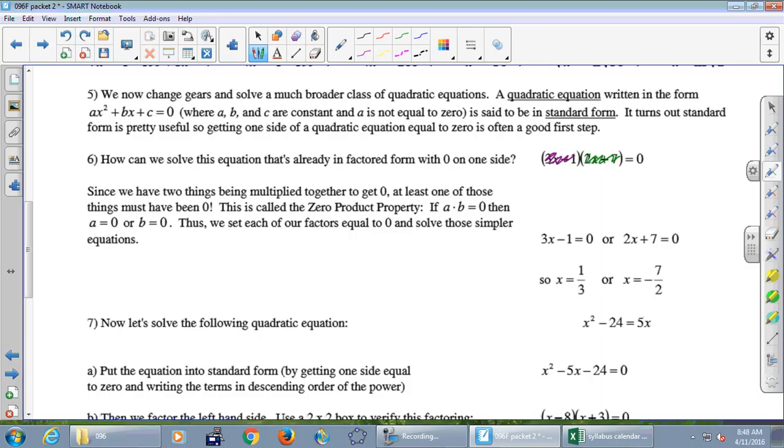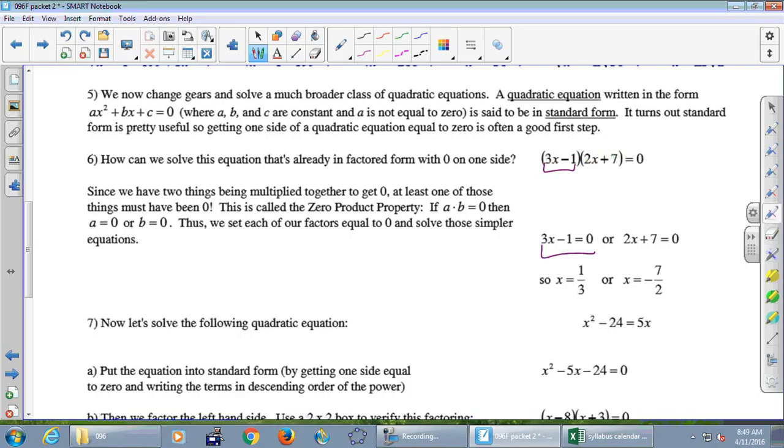So if purple times green equals 0, what can you tell me about either purple or green as numbers? One of them is 0, right? The only way to multiply 2 numbers and get 0 is if one of them had been 0. Right? Like 17 times 0, or 0 times negative 50, yeah? Could both be 0. 0 times 0 is also 0, but one of them had to be 0, right? So what that means is that either purple is 0 or green is 0, and those are 2 simpler equations to solve. And that's exactly what's going to be written down.